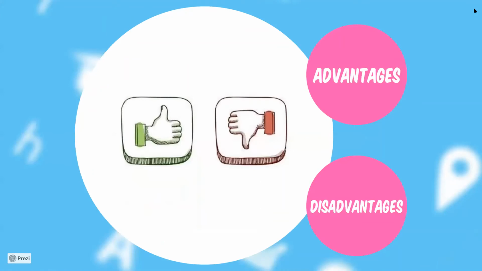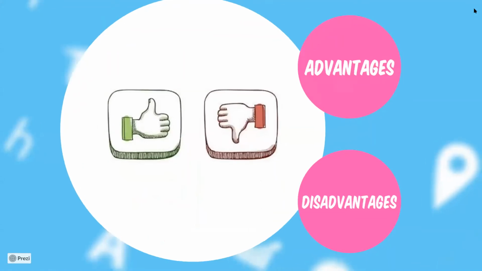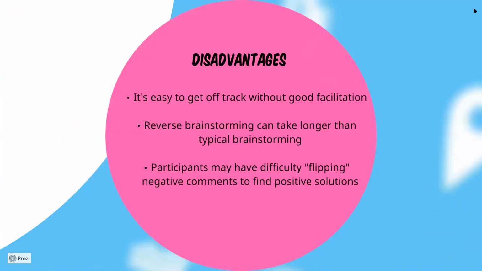Now let's continue with the disadvantages. Firstly, it is easy to get off track without good facilitation. Reverse brainstorming can take longer than typical brainstorming, and participants may have difficulty flipping negative comments to find positive solutions.